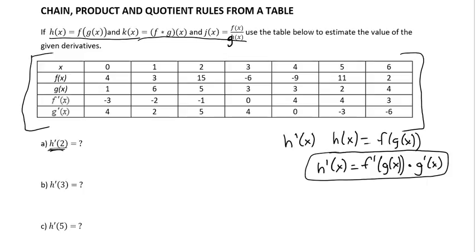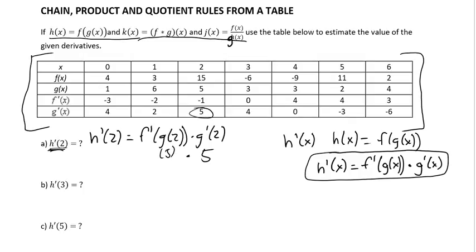Now h prime of 2 is going to be f prime of g of 2 times g prime of 2. Well, g prime of 2 is 5. G of 2 is also 5, so we're finding f prime of 5. F prime of 5 is 4. So h prime of 2 is 4 times 5, which is 20. And that's our first one. The other two are done in the same manner.